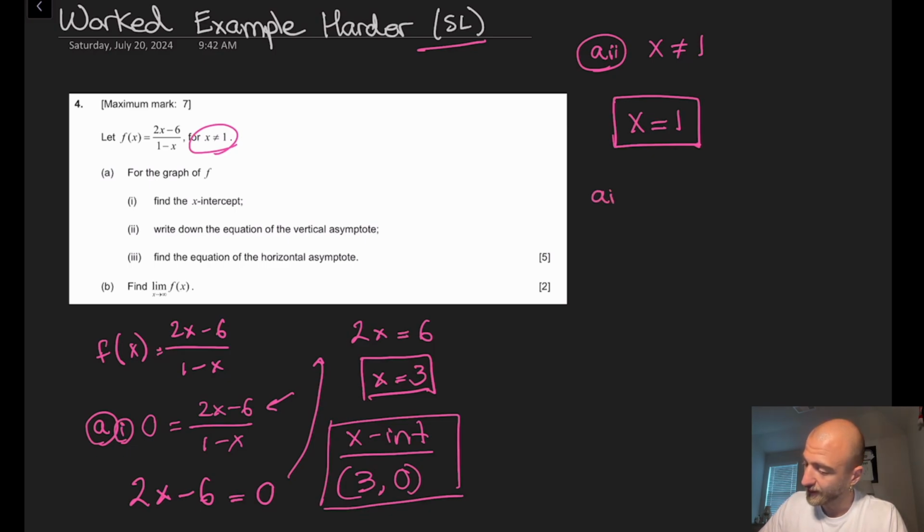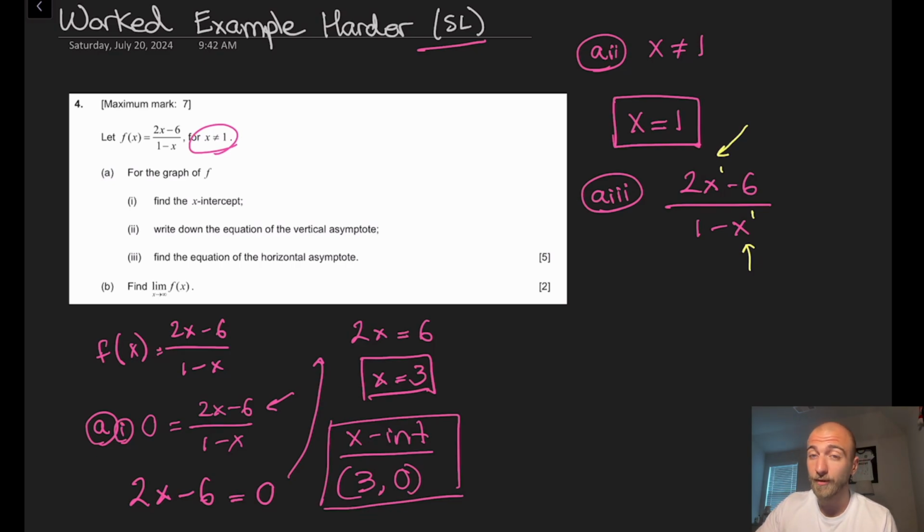Last part here, A3. Find the equation of the horizontal asymptote. This one's a little bit trickier. To do this, I'm going to rewrite the expression of our function, 2x minus 6 over 1 minus x. And I'm going to ask myself, let's look at where all the x's are. If there are x's in the top and bottom, let's compare their powers. I see an x term here in the top and an x term here in the bottom, and they're both raised to the first power.